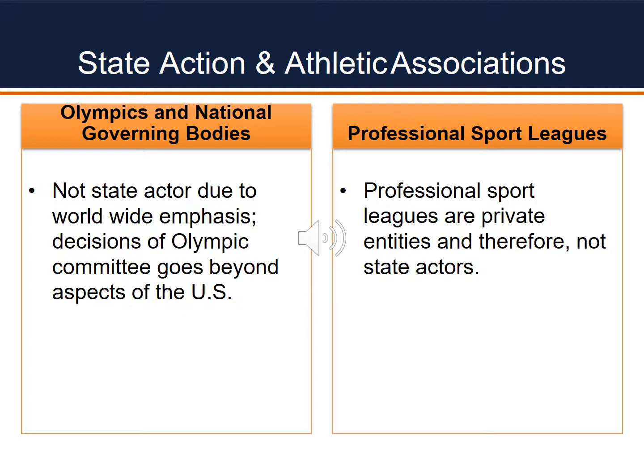First, let's think about our Olympic and national governing bodies. These are indeed not state actors because of their worldwide emphasis, and most of the decisions for the Olympics and national governing bodies go on beyond aspects of the U.S. Therefore, these are not considered to be under our federal jurisdiction. As I've already previously discussed, professional sport leagues are private entities and therefore are not state actors. Why? Professional athletes negotiate with professional organizations and leagues via their collective bargaining agreement. Therefore, they are not state actors.